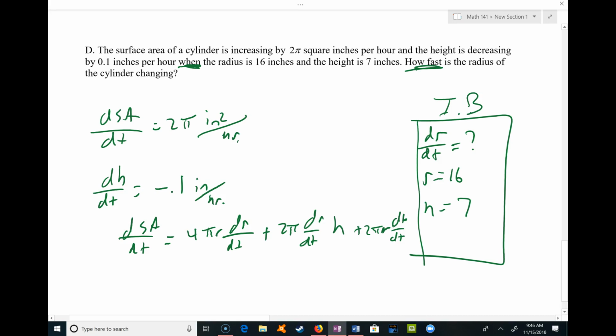Yeah? Okay. So that is a classic related rates problem. And I think we'll end there.